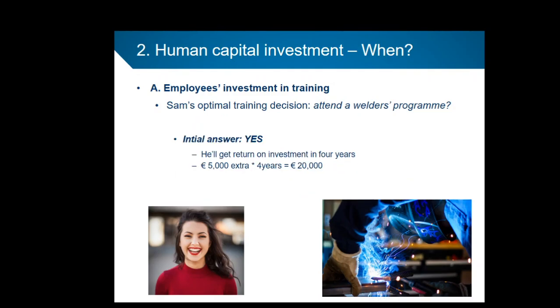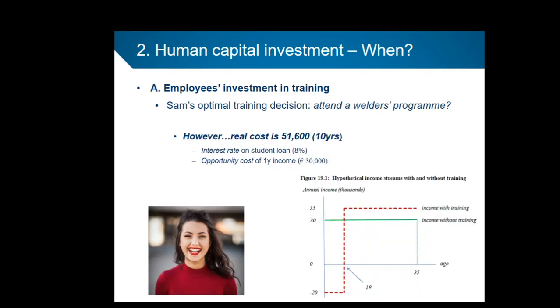Now, the quick and dirty answer to Sam's question might be yes. Because she will earn 5,000 euros a year more, and the program costs 20,000. So if we do not account for taxes, she will earn it back in exactly 4 years. However, of course, this is not the complete picture. Why not? Because Sam has to look not only at the yields of the program, but also the costs that the program will incur for her.